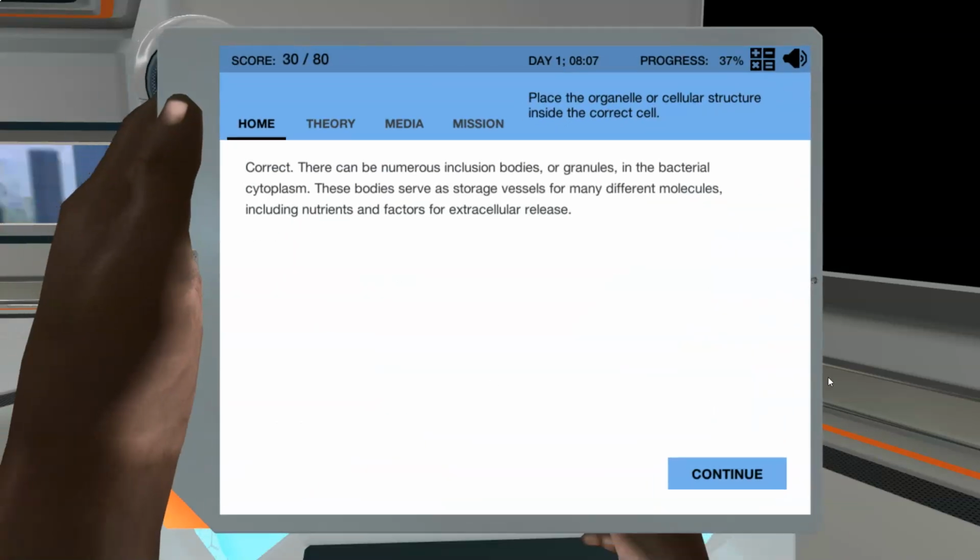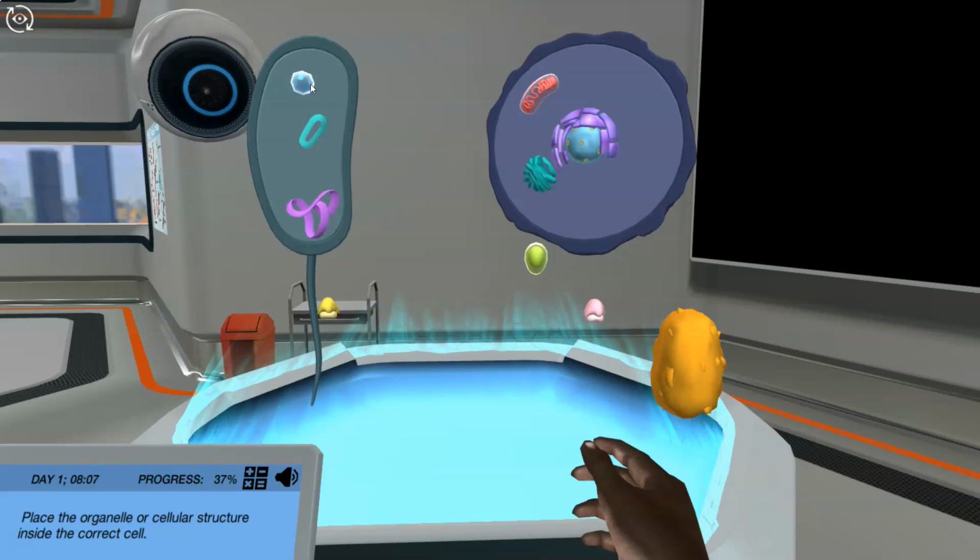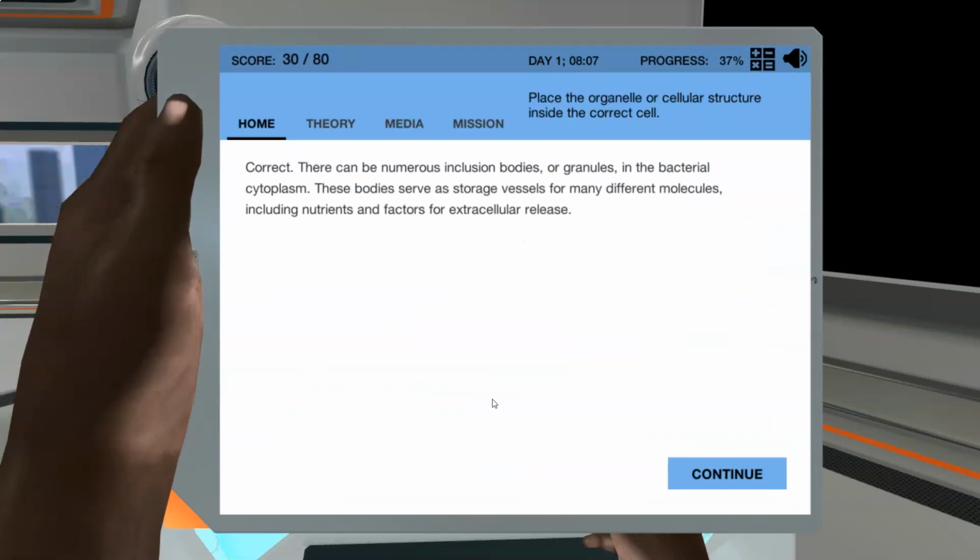Correct. There can be numerous inclusion bodies, or granules, in the bacterial cytoplasm. These bodies serve as storage vessels for many different molecules, including nutrients and factors for extracellular release.